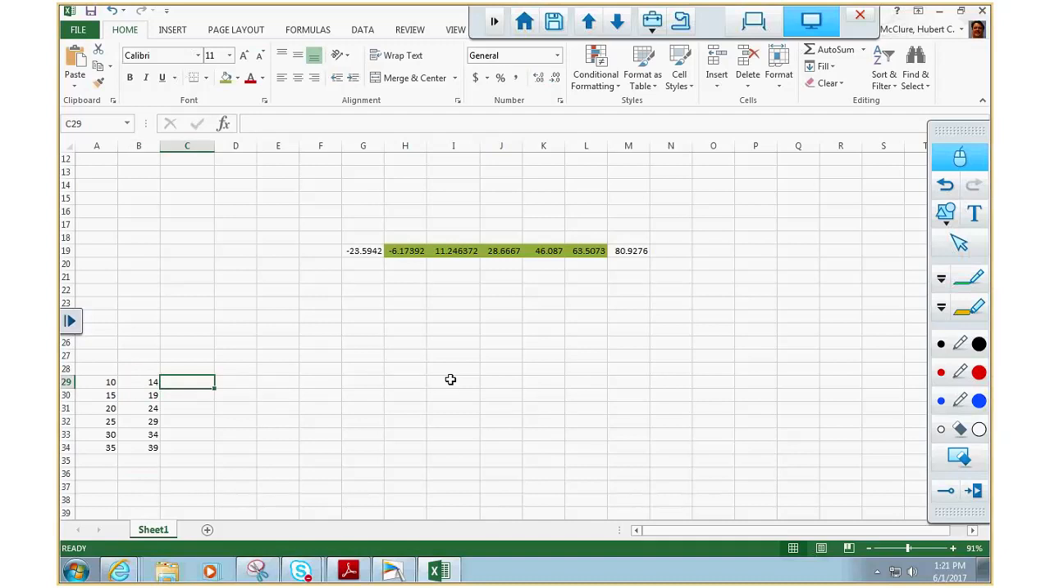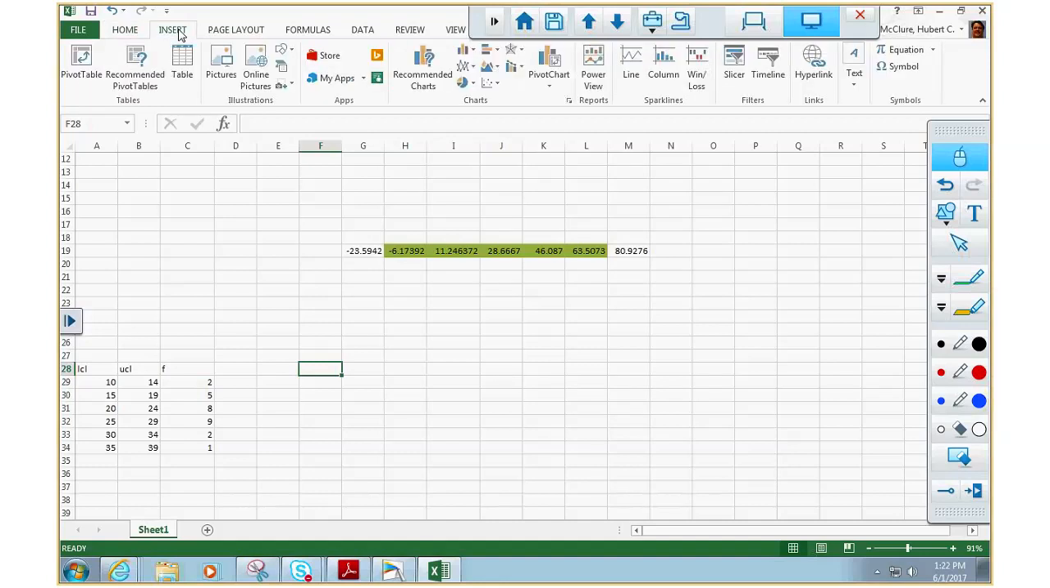All right, let's say frequencies 2, 5, 8, 9, 1, 9, 2, and 1. Usually crazy. Well, I'm trying to put a normal distribution in there. All right, that's lower class limit, upper class limit, and frequency.